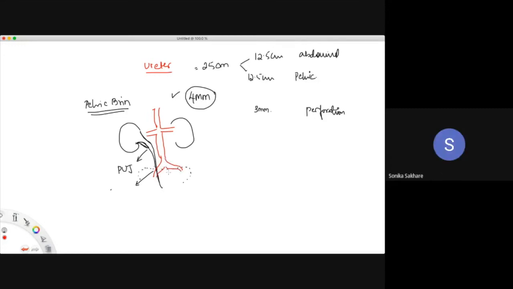The common iliac vessels. Correct. The common iliac will then give the internal iliac and the external iliac. So the second constriction is when the ureter is lying over the common iliac vessel when it is going to enter the pelvic brim.